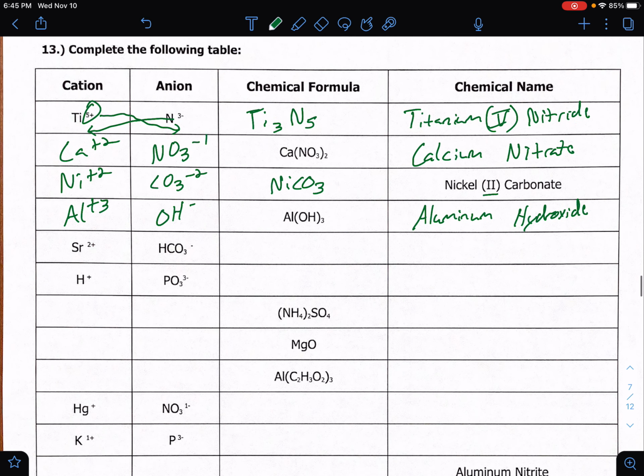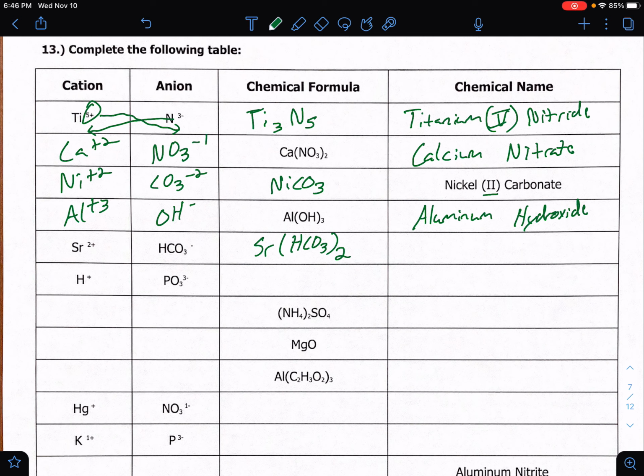Okay, moving on to the next one, I have Sr2+ and HCO3-. I can see that those are not balanced. So if you want to do your crisscross method, that means I need only one strontium and I need two of these HCO3. So I'm going to put HCO3 in parentheses first, and then I can put a 2 outside of that.